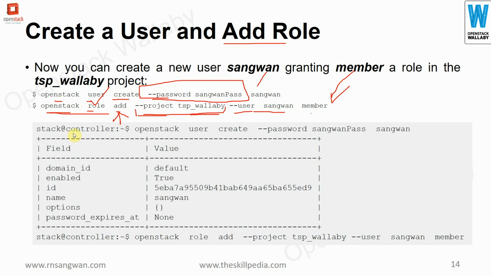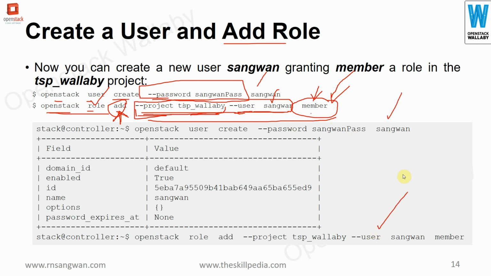So OpenStack role add, project name, username, to get the association. This is the association or coupling, and this is the role you want to assign. So this project, this user and this role. This is the complete coupling you want to do, and you want to add this definition. This way it will create this user. So this is user addition, and this is the command for OpenStack role add.